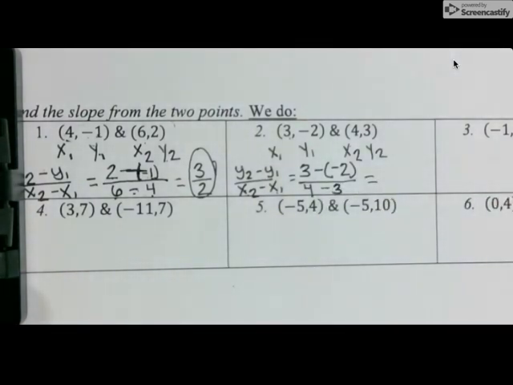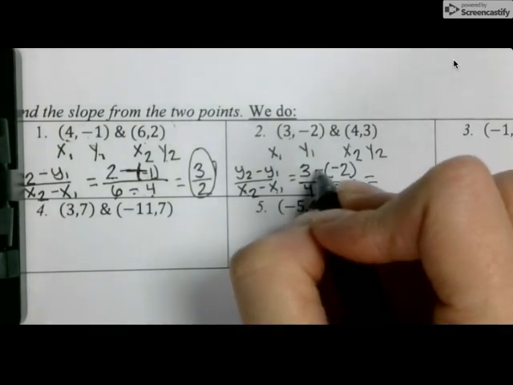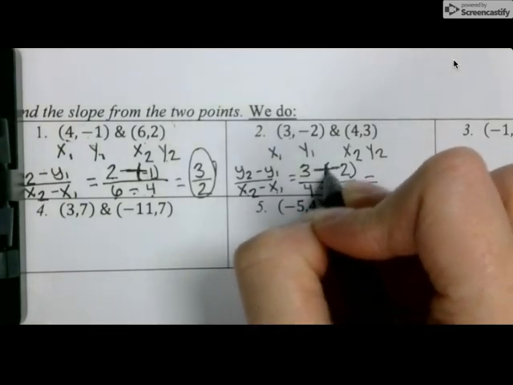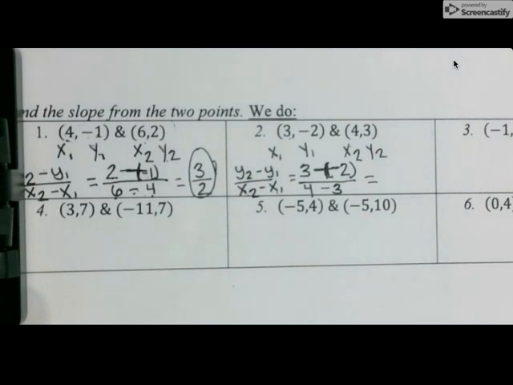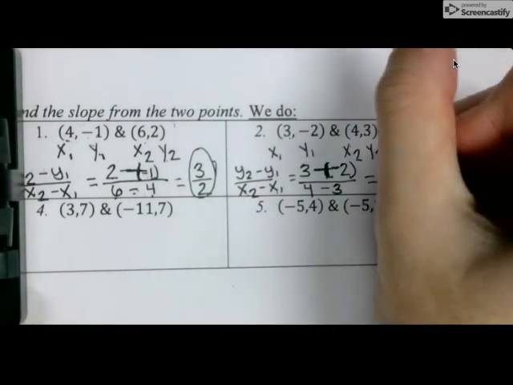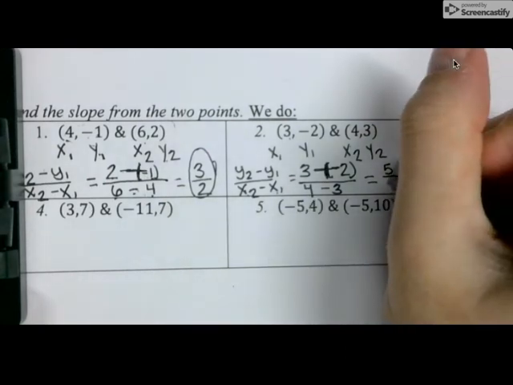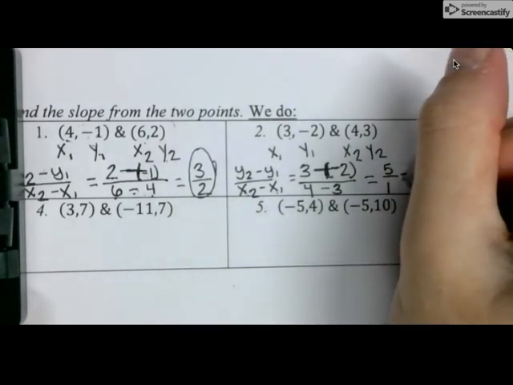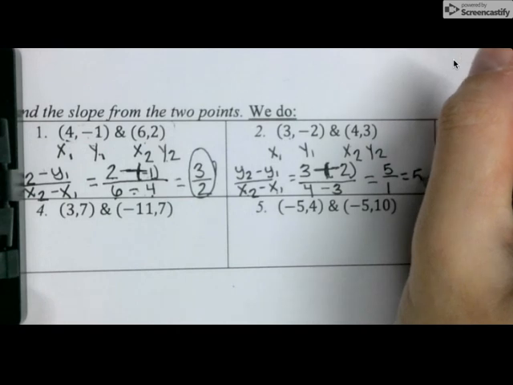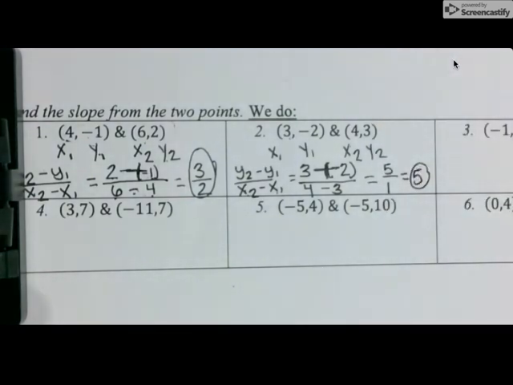Same thing as before. I end up with two negatives next to each other, so I need to make those a positive. So on the top, what is 3 plus 2? 5. And on the bottom, what's 4 minus 3? 1. Well, what can 5 over 1 equal? Positive 5. Okay?